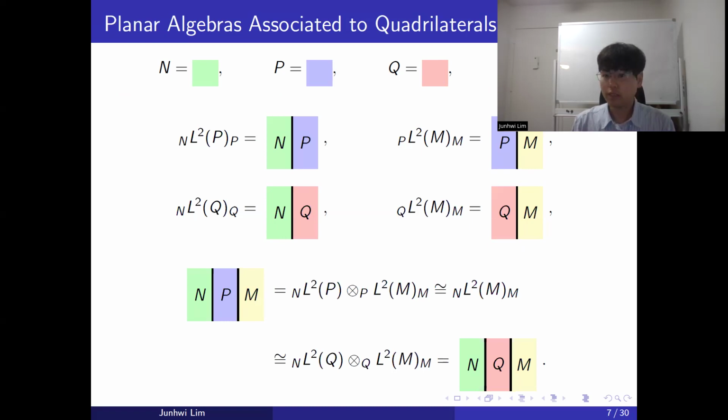Now to take the tensor product of two bimodules, we just concatenate the strings horizontally. For example, the NM bimodule L2 of M has two tensor factorizations: the tensor product of the NP bimodule L2 of P with the PM bimodule L2 of M, and the NQ bimodule L2 of Q with the QM bimodule L2 of M. So L2 of M has these two diagrammatic expressions.